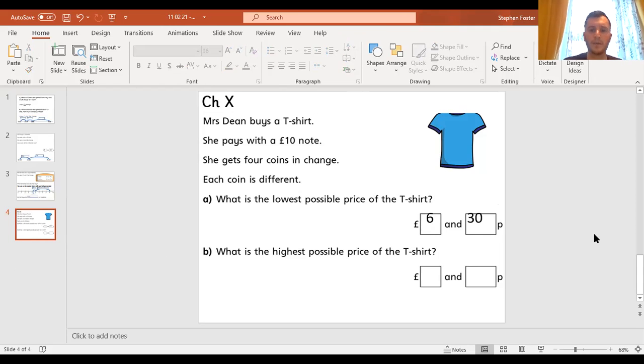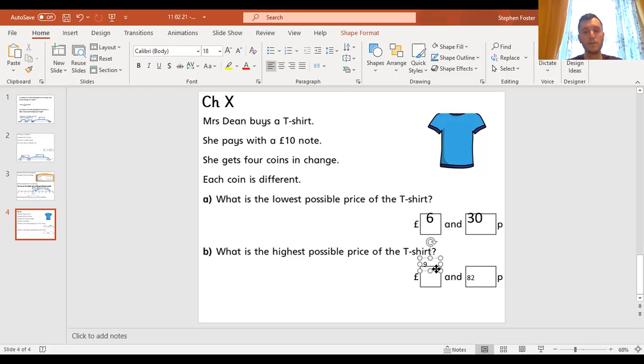What is the highest possible price of the t-shirt? That will give me the smallest coins in change. I'll be thinking the smallest coins, that'd be a 1p, a 2p, a 5p, a 10p. Add those up together. 10p plus 5p would be 15. 2 plus 1 would make 3. Add them together, that's 18p change in total. I've got to subtract that from £10. So that'd be £9.82. Slide those down slightly.